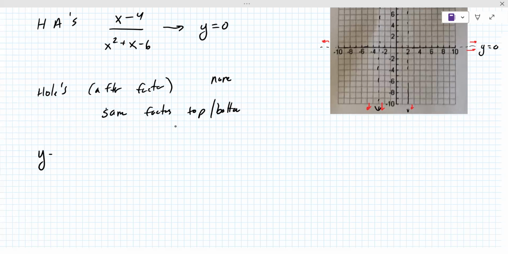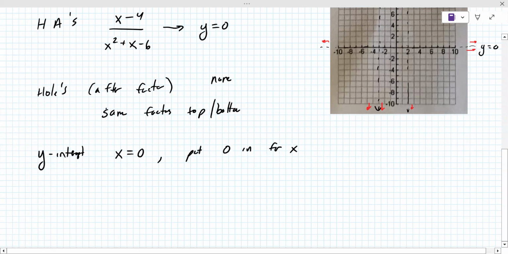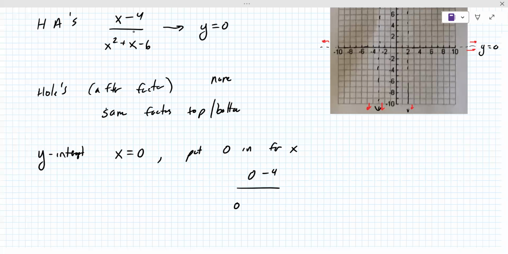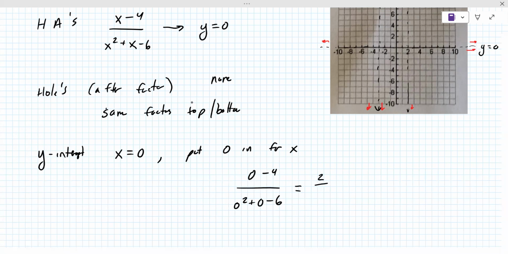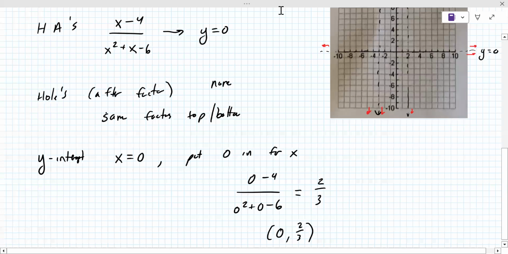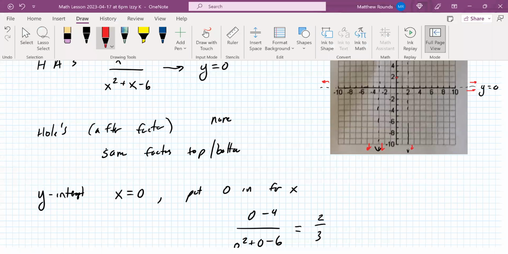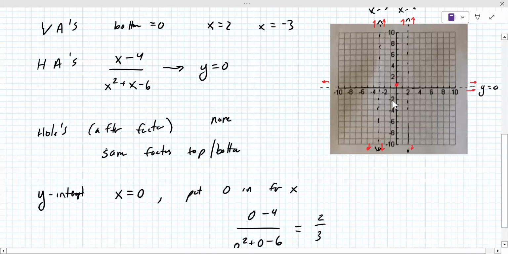Okay, y-intercept. That's when x equals 0. Okay, so you have to put 0 in for x. And you can go to either the original or the factored form of this. I'd probably use the original form. 0 minus 4 over 0 squared plus 0 minus 6. And after you do this for a while, you realize that it's just the last one over the last one, which is 2/3. So that's our first data point. It's 0, 2/3. So if you go back to the graph, it's tough to see. I'm going to do it in red just so it's a little bit more visible, but kind of right there is a dot. Okay, so at least we got the dot.